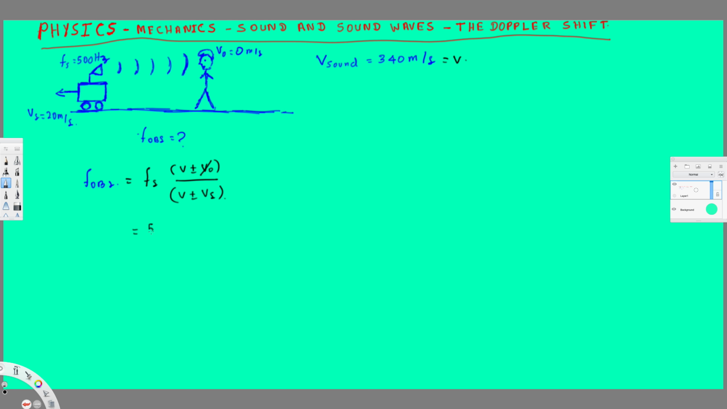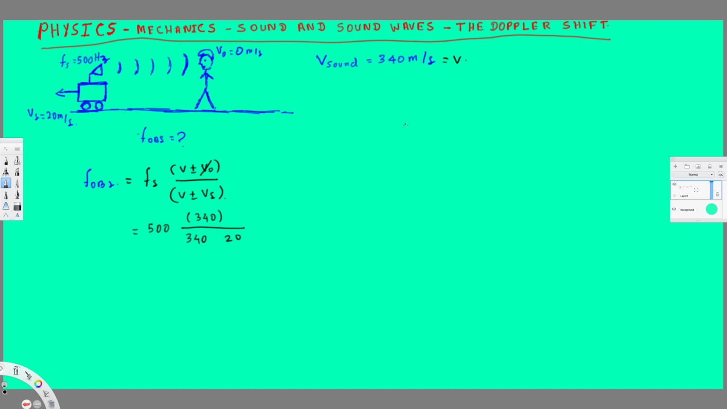So we have 500 for the f source, then we have the velocity of the sound, that's 340, that's the only thing, and in the bottom we are going to have 340, and this velocity of the source is 20 meters per second. The question is whether we have to put a plus or minus right here. Let's see how we can figure it out.